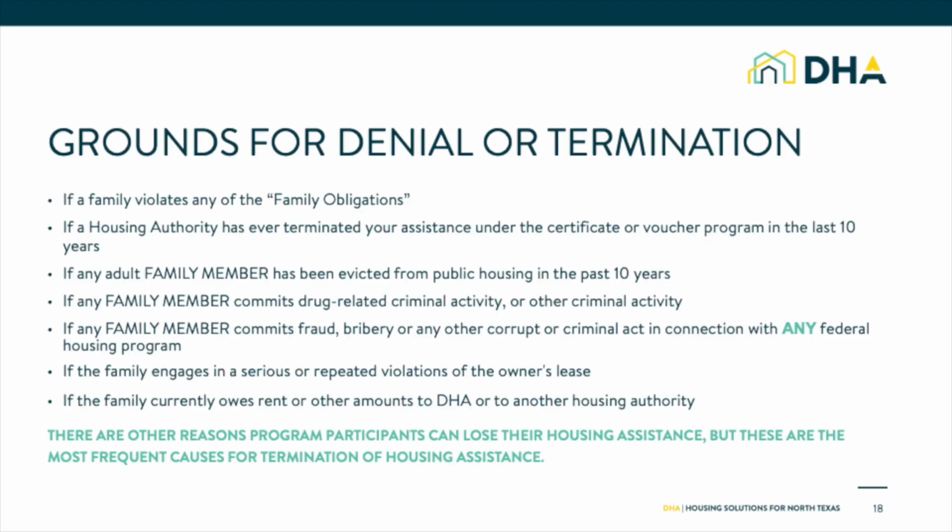Housing Choice Voucher assistance may be terminated if a family violates any of the family obligations, if a housing authority has terminated assistance under the voucher program in the last 10 years, if an adult family member has been evicted from public housing in the last 10 years, if a family member commits drug-related criminal activity or other criminal activity, if any family member commits fraud, bribery, or any other corrupt or criminal act in connection with any federal housing program, if the family currently owes rent or other amounts to the DHA or any other housing authority, or if the family engages in serious or repeated violations of the owner's lease. There are other reasons program participants can lose their housing assistance, but these are some of the typical reasons for denial or termination of rental assistance.